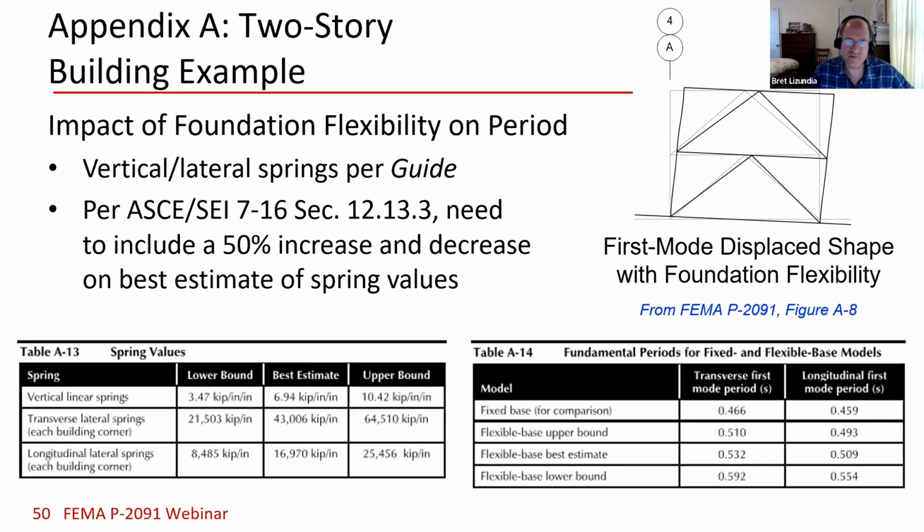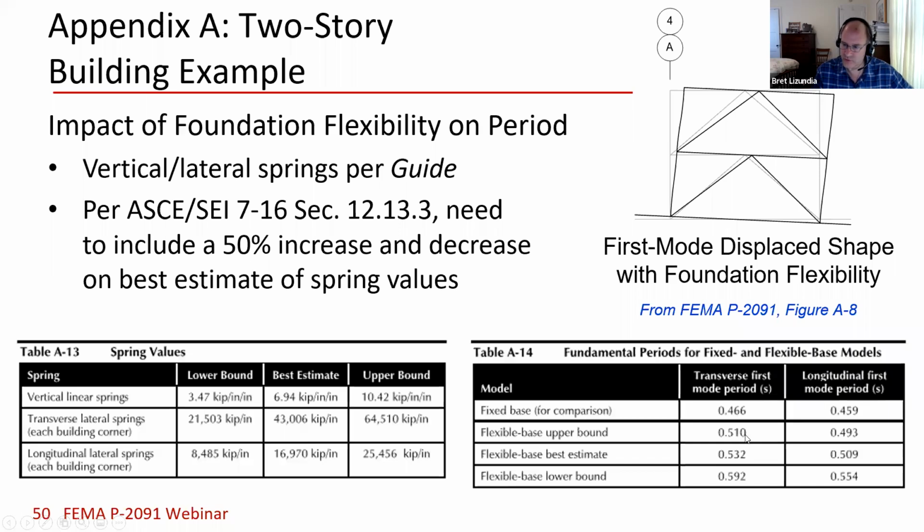So is that really essential? Unfortunately, the building code makes you do this, and so there are some extra iterations that get triggered because of this building code provision. He's also showing you the lateral springs he put in, and then the results, this table on the right.